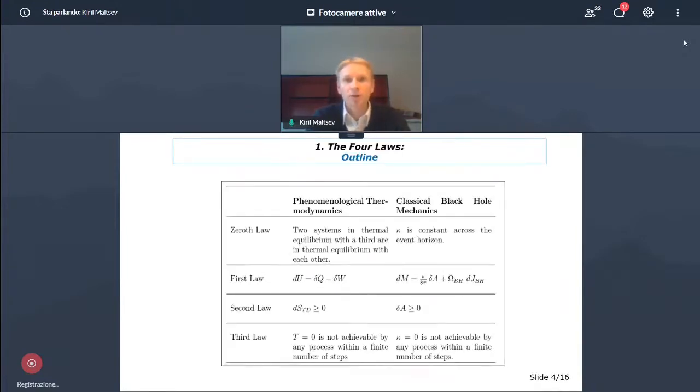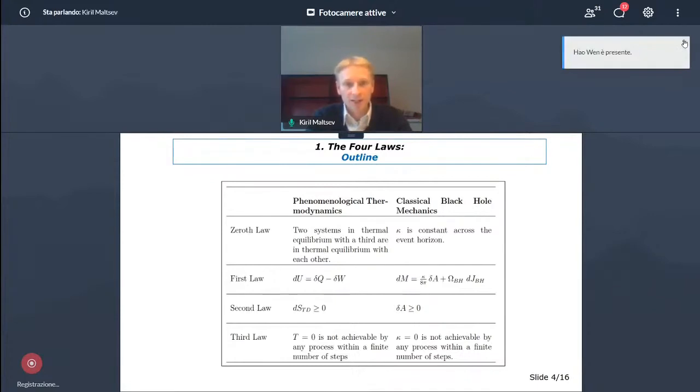So let's start with an outline of the 4 laws. The 0th law of thermodynamics, let me recall it. It introduces the concept of thermal equilibrium: when 2 systems in thermal equilibrium with a third are in thermal equilibrium with one another, it allows us to introduce a constant temperature. The counterpart in black hole mechanics is that the surface gravity is constant across the entire event horizon.